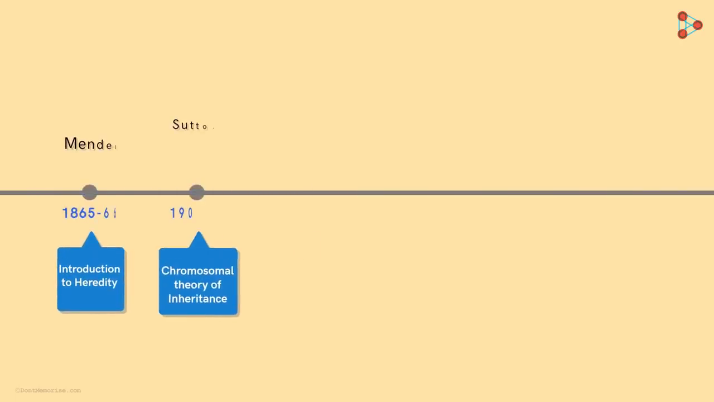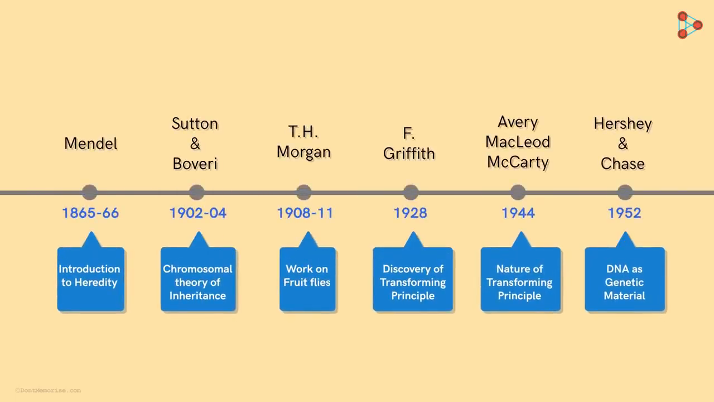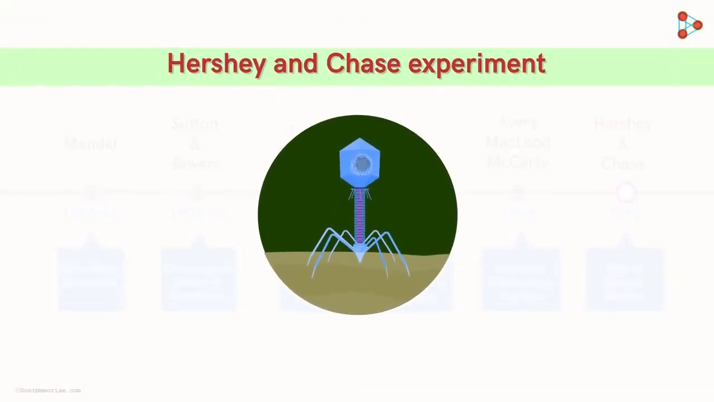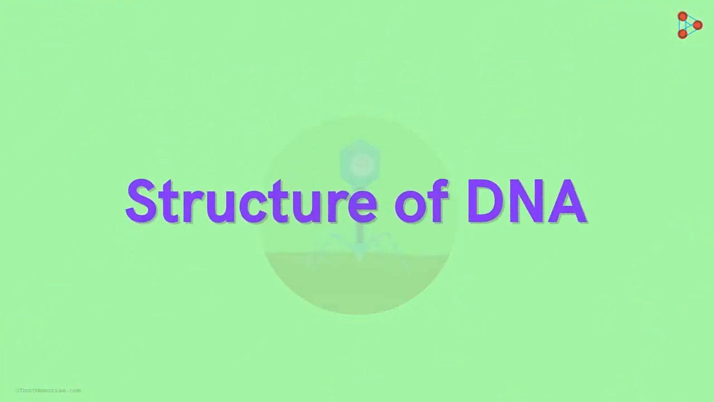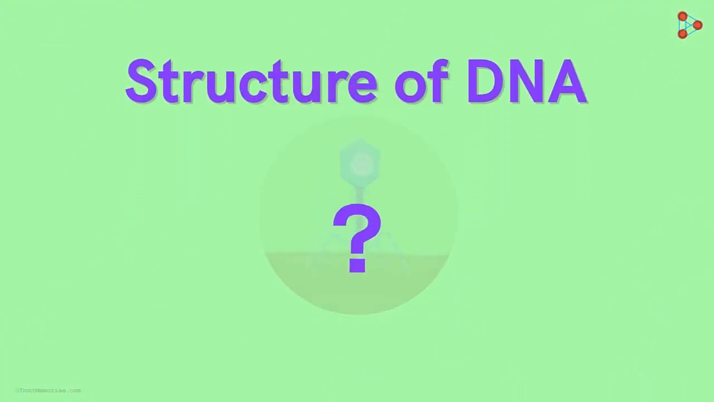Here's the timeline of the history of genetics. Beginning with the work of Gregor Mendel, we have reached this point, the experiment which proved that it's DNA which is the genetic material. Clearly, the next step would be to understand the structure of DNA. So how is this biomolecule structured? What are its constituent molecules? Let's find that out in this video.